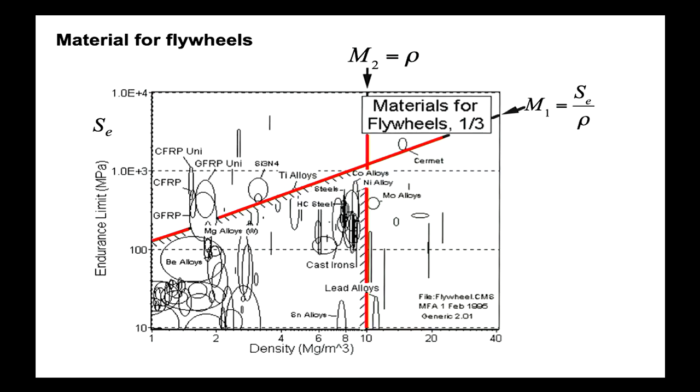this is very much analogous to my very early lecture when I talked about must float on water. This density one is again just a nice vertical line. That's M2, material index 2. M1 is as per up on the screen. Endurance limit, SE, which is nice, versus density, and we've got a set of candidate materials, which is rather nice.